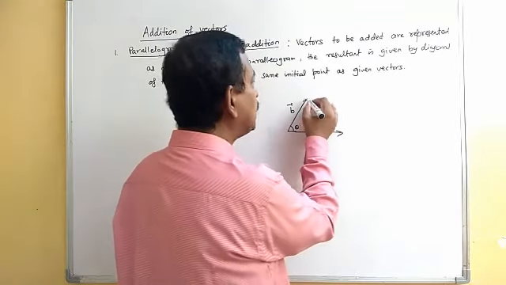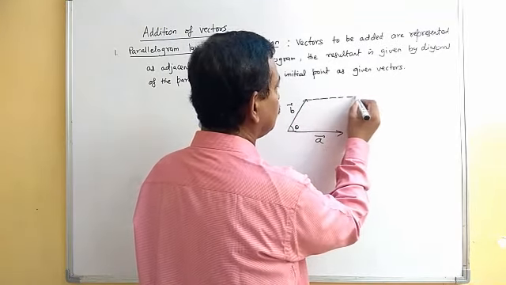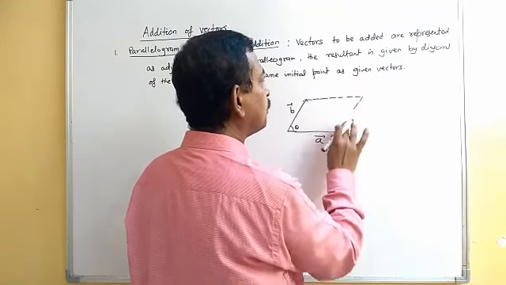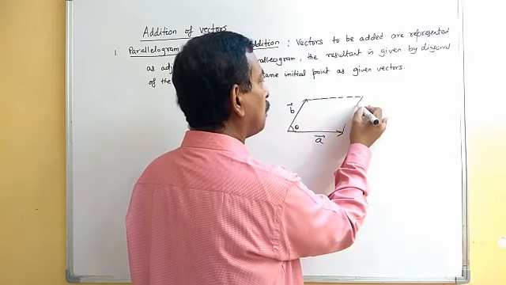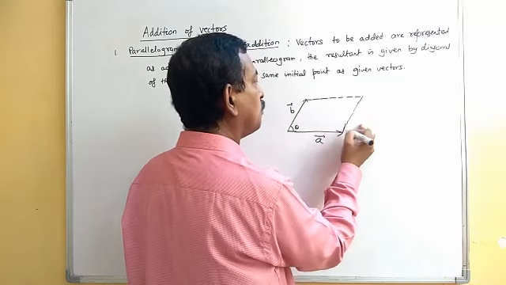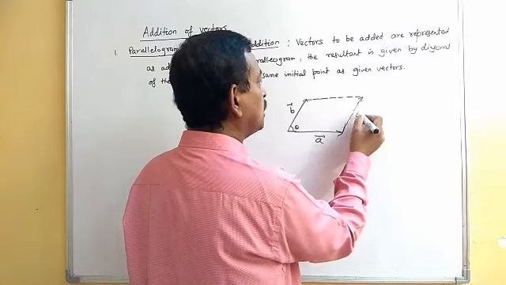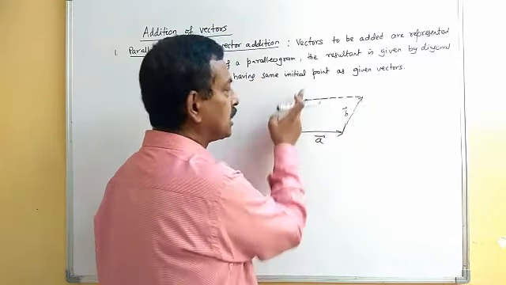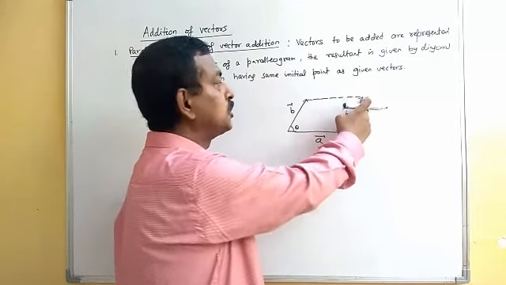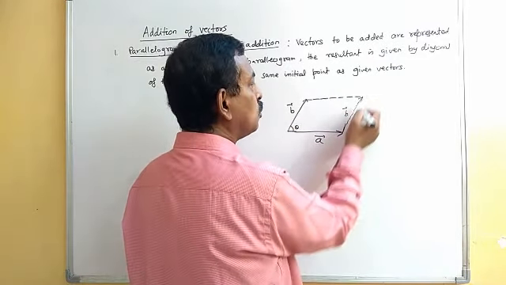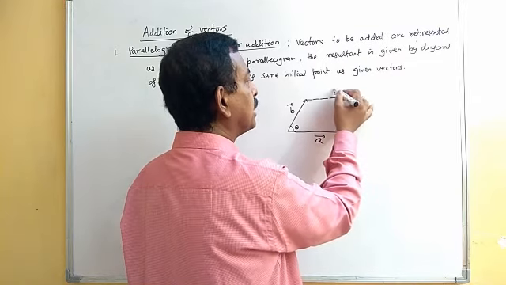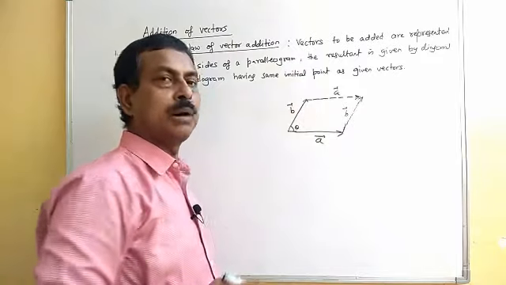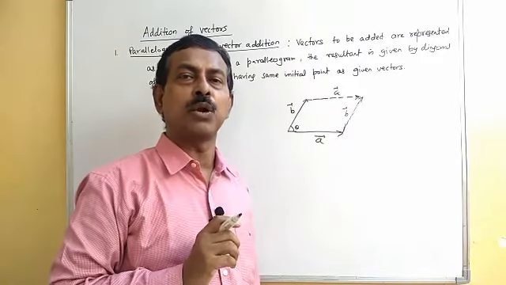So if you complete the parallelogram, then we get it like this. This is your vector B. As it is a parallelogram, this side will be parallel to this, having same magnitude as the other one. So this is your vector B. This one will be your vector A. So we complete the parallelogram. Then the diagonal of the parallelogram.